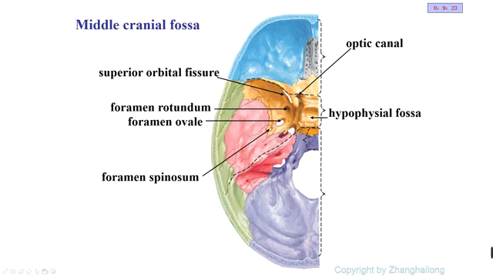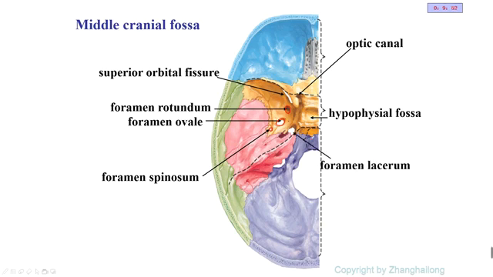And here is a very, very small foramen. These two are big, this one is small. It is the foramen spinosum. What structures are in these three foramina? Here is the maxillary nerve in it. Here is the mandibular nerve in it. And there is a very, very small artery in it. In future, I'll teach you which artery is in here.